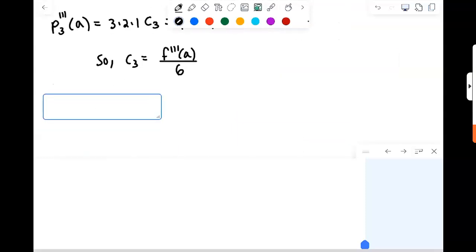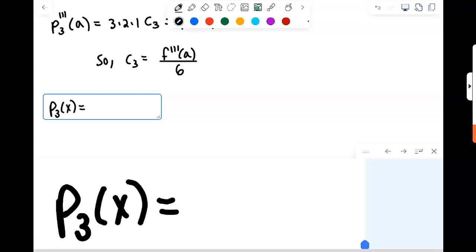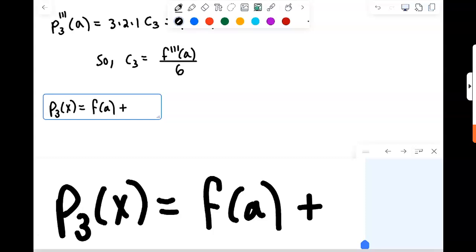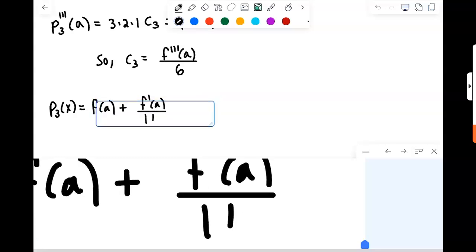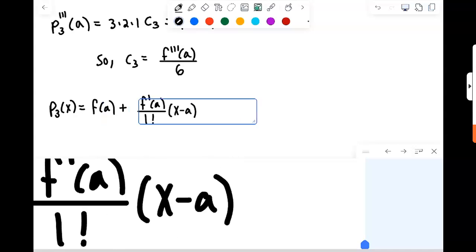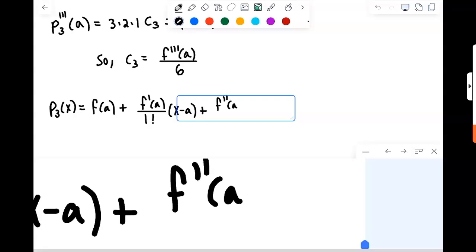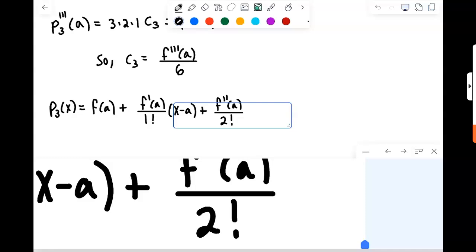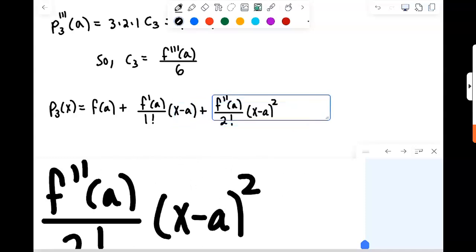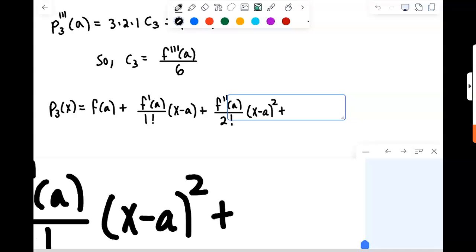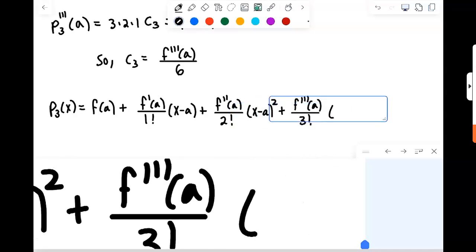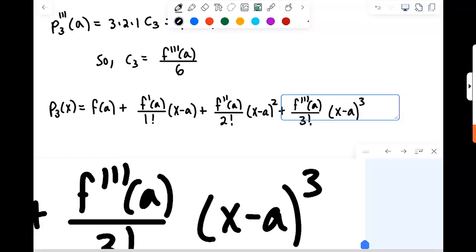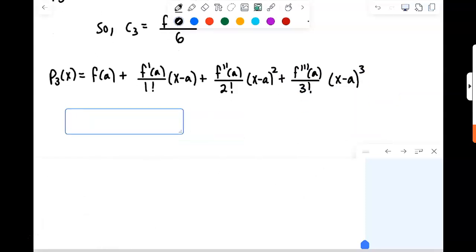So the third degree approximation for this would be F of A plus F prime of A over 1 factorial, which is just 1, times x minus A, plus F double prime of A divided by 2, but 2 is just 2 factorial, times x minus A squared, plus F triple prime of A over 3 factorial, times x minus A to the third. So that's our cubic approximation formula.